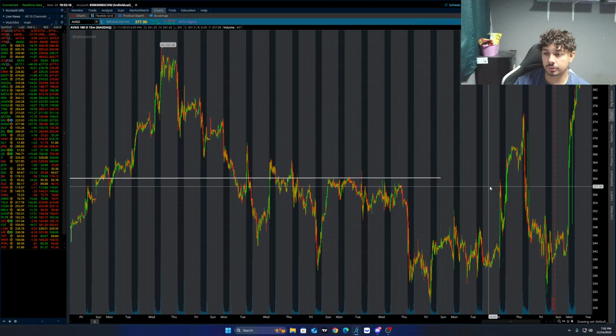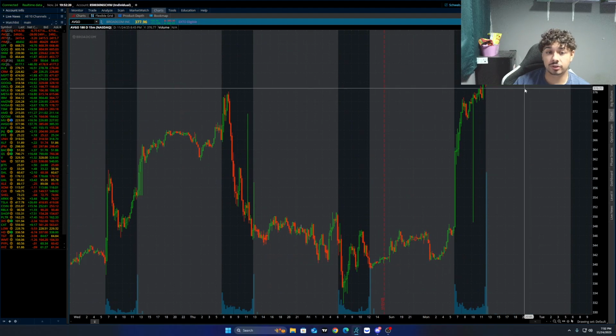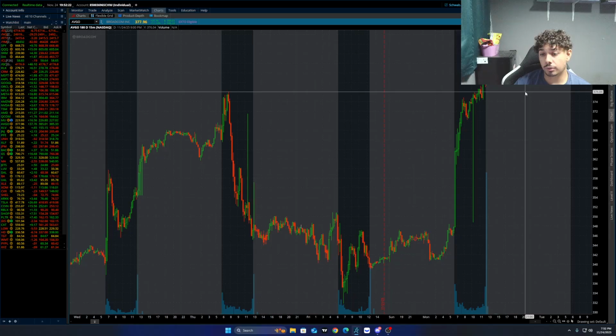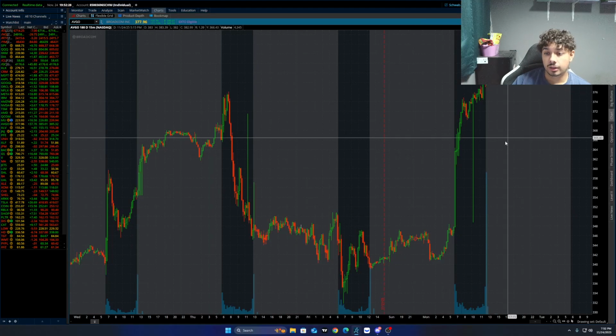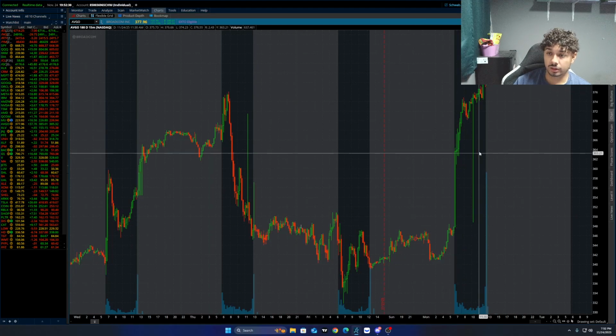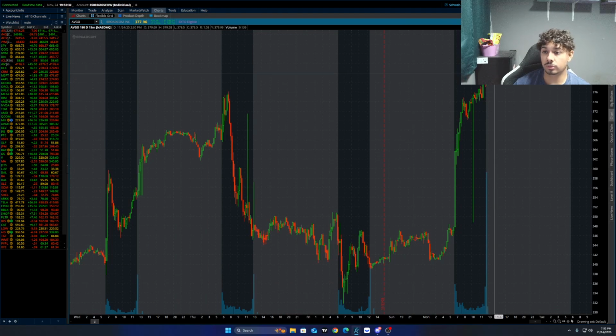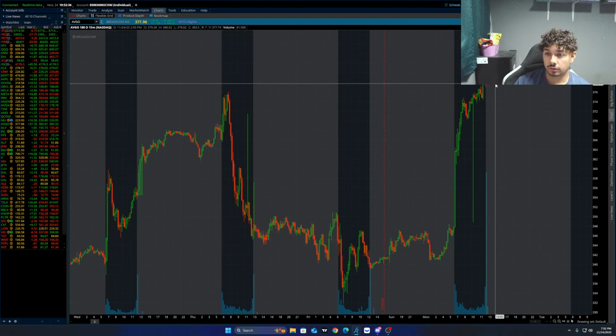Nothing much to be honest for this one. It ran up a ton. I probably wouldn't even get in on this at all for longs, just because look at this. It went 347 and closed at 377.5. It already went up a ton in just one day.